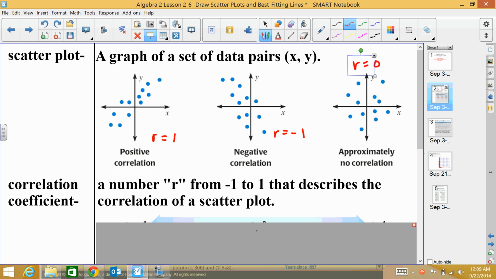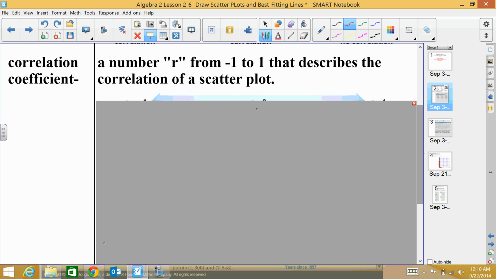Now it can be anywhere in this range of numbers. So let's say it had a positive correlation, but it was kind of weak. Maybe that would be around r equals 0.5 perhaps. Let's say if it had a weak negative, maybe it was r = -0.5. So the closer it is to +1, the stronger the positive correlation. The closer r is to -1, the stronger the negative correlation. And if r is around 0, then there's approximately no correlation. So we're going to look at some examples of this.